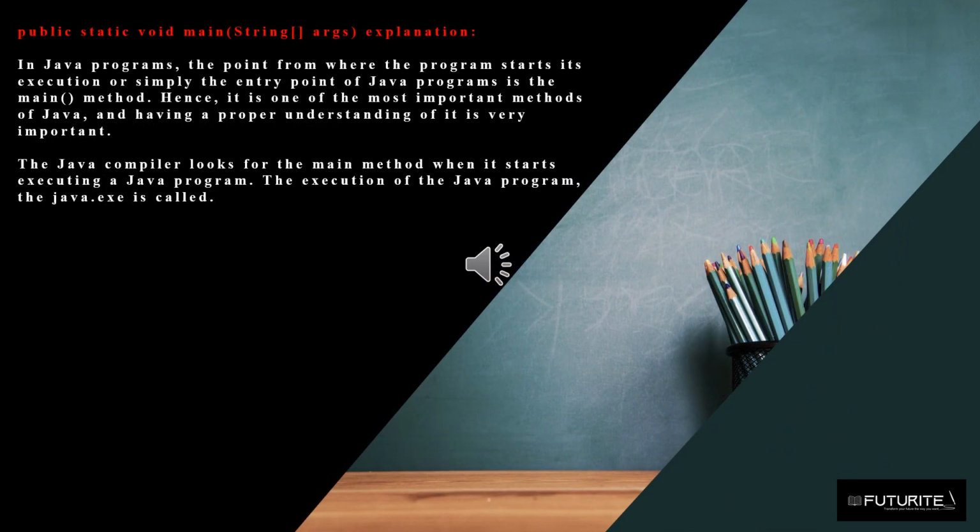So let us understand what this public static void main string args is. In a Java program, the point from where the program execution starts is the main method, and the Java compiler only understands the main method, which means any method or anything you declare outside the main method needs to be called inside the main method, otherwise those programs will not get executed. Also, when the Java program is being executed, the java.exe executable program is being called.